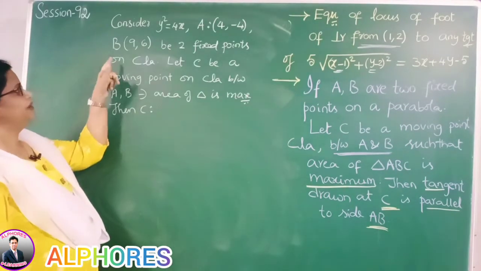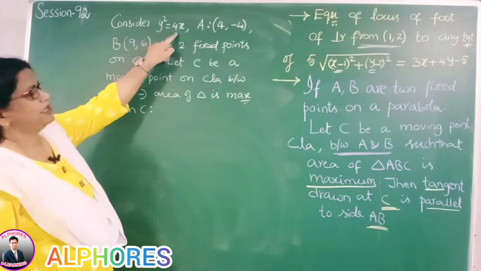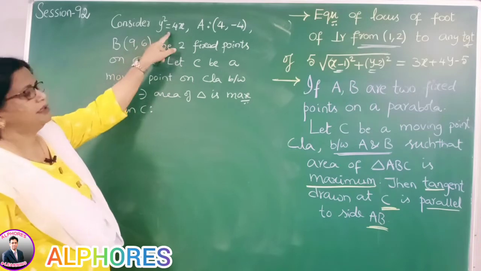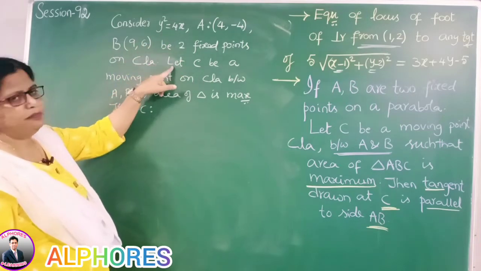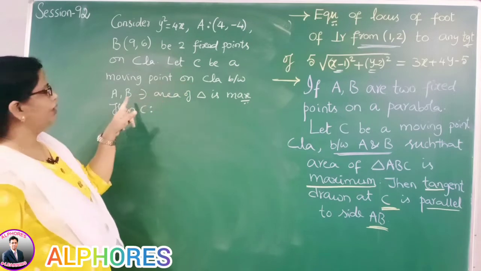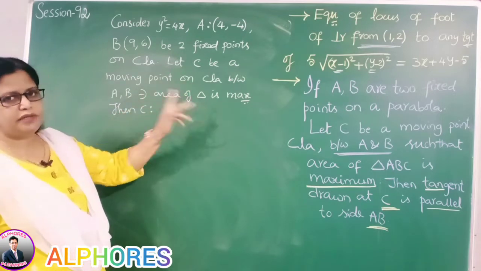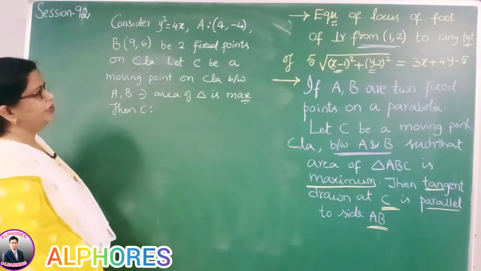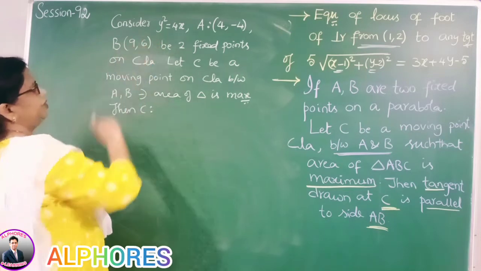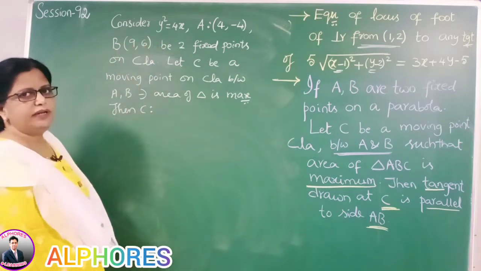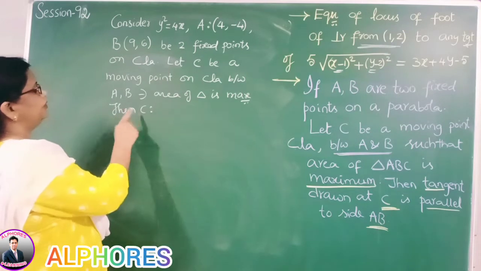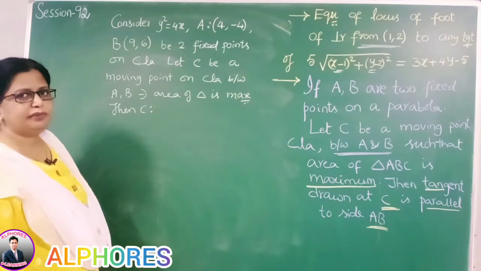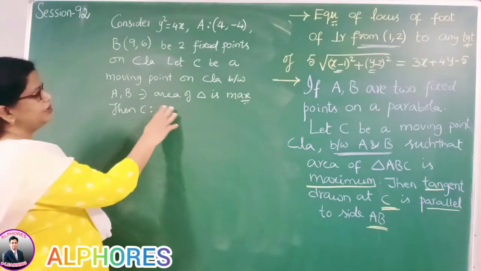So students, observe this problem. A parabola equation is given, y square is 4x, standard form, and two fixed points are there on the parabola. And now let C be a moving point on the parabola between A and B such that the area of the triangle is maximum. Then the question is, what are the coordinates of C? Of course you may think we can substitute in the parabola, but all four options are given like that only. Or they may ask what is the maximum area. Anyway, they ask based on this concept.